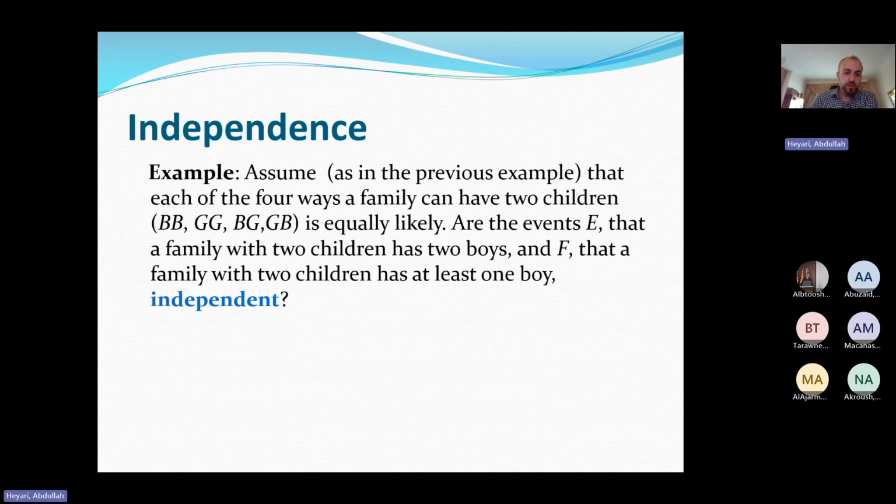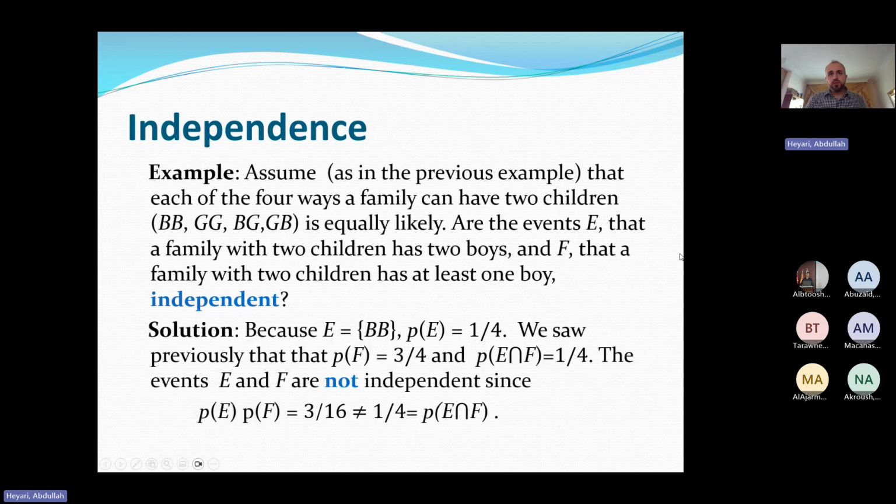Well, they are dependent, they are not independent, because one of them would cause the sample space to shrink. You can also verify that by the fact that the product of the two probabilities, probability of E times probability of F, is 3/16, whereas the probability of their intersection is 1/4. 1/4 is not equal to 3/16. It's a tad higher.